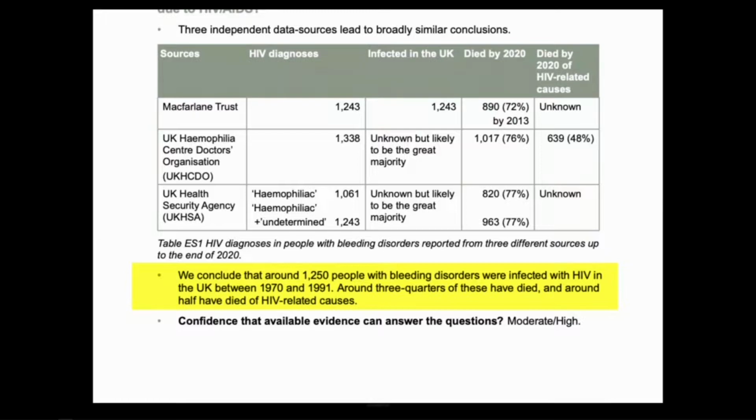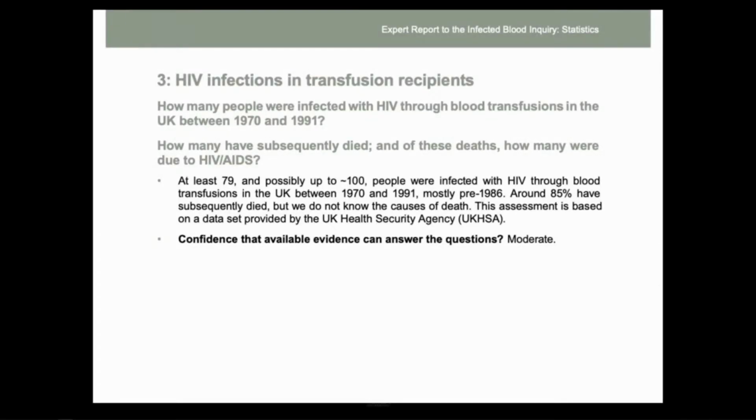To add to the HIV infections in that cohort, if we go to page 3, we've got the question of HIV infections in transfusion recipients. Now, there, at least 79 and possibly up to 100, and that was explored by counsel during the evidence, people were infected with HIV through blood transfusions between 1970 and 1991. Around 85% have subsequently died, but we don't know the causes of death.